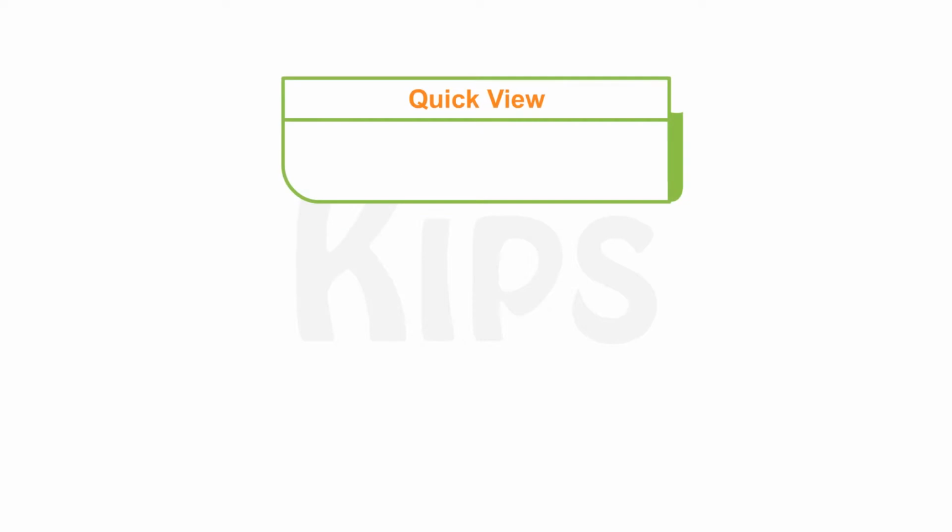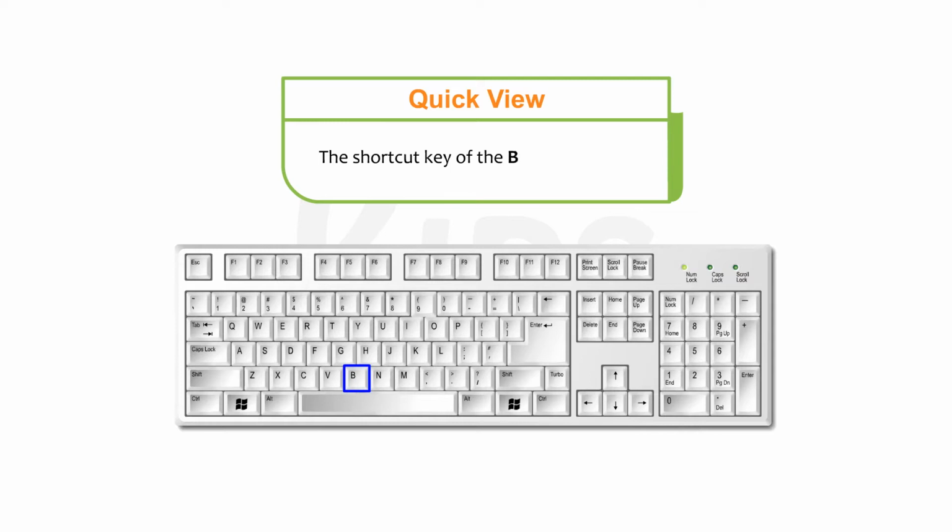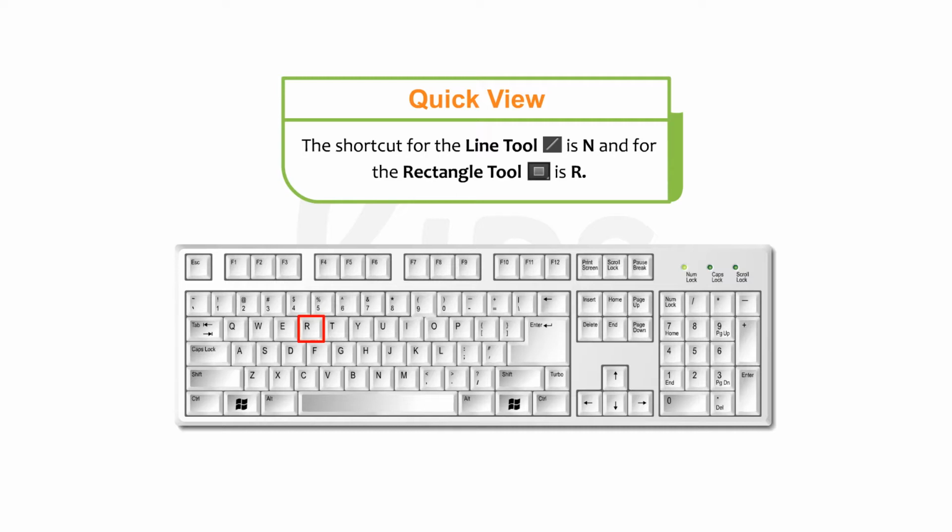Students, let me share some interesting shortcut tips with you. The shortcut key of Brush tool is B. The shortcut of Selection tool is V. The shortcut for the Pen tool is P. The shortcut of the Oval tool is O. The shortcut for the Line tool is N, and for the Rectangle tool is R.